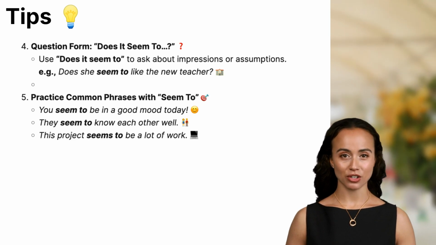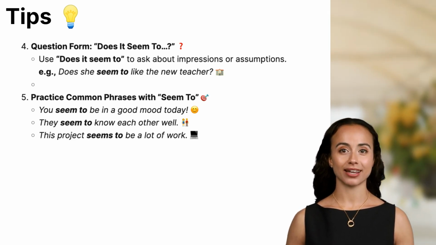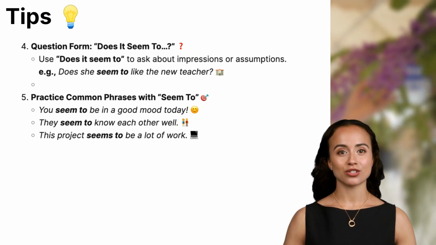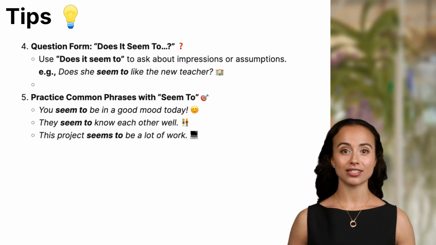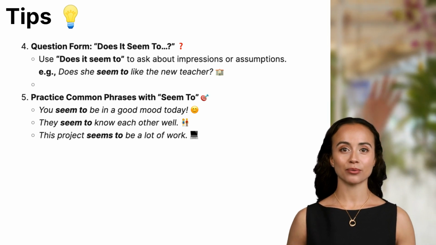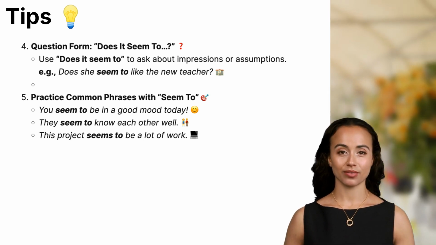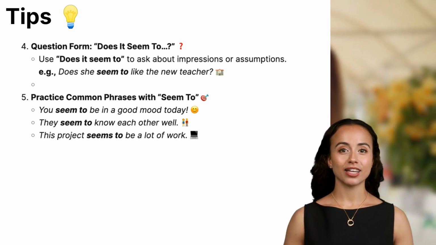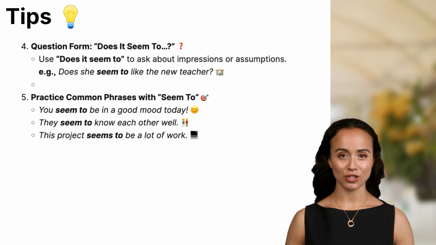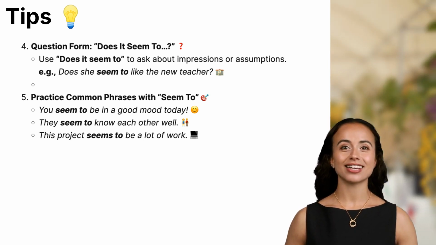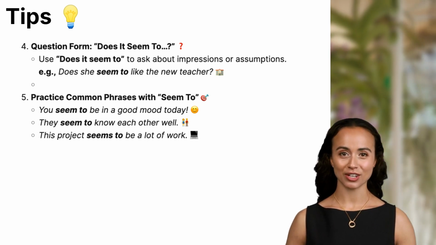4. Question form: "Does it seem to"? To ask about impressions or assumptions, use "does it seem to." Example: Does she seem to like the new teacher? More examples: Does he seem to be tired? Do they seem to understand the instructions? This is a great way to ask for someone's opinion or observation.